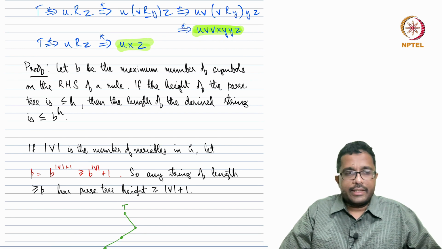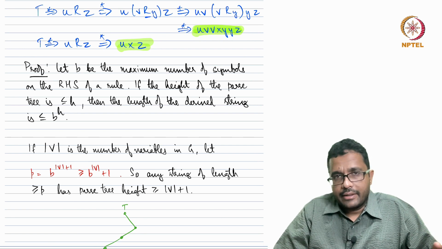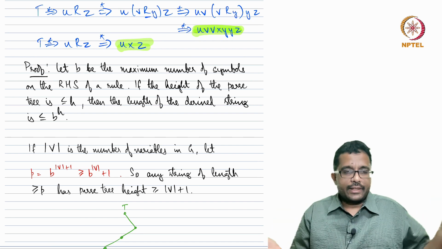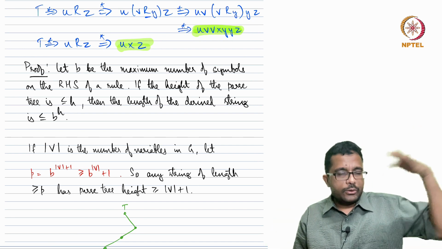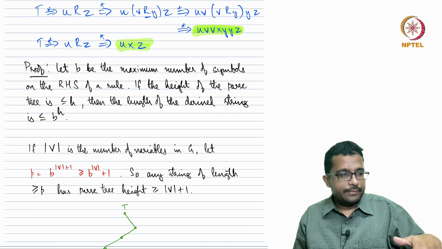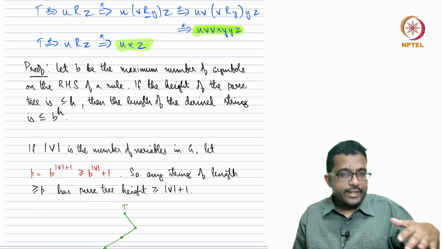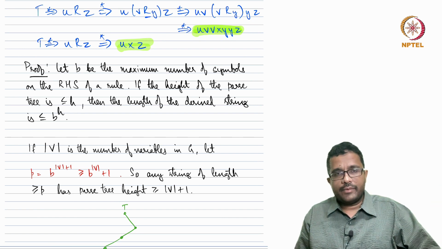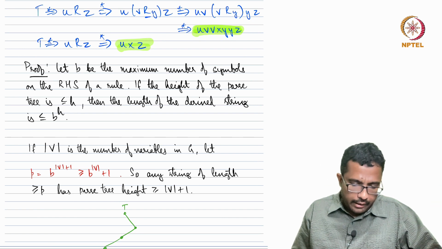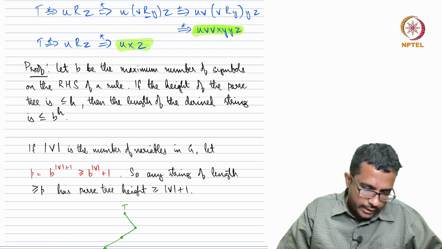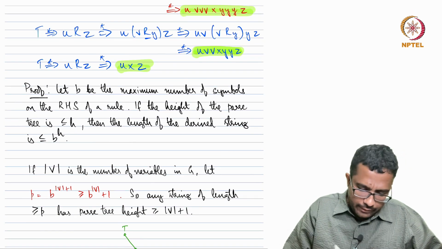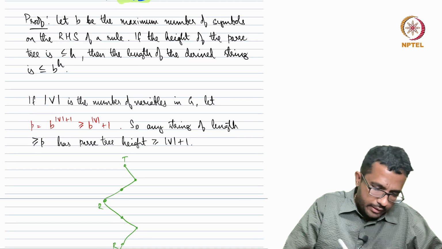It doesn't matter. We just want a finite number, which we can define as per the grammar, because a grammar has a fixed number of rules. You go through all the rules and see which rule has a maximum number of symbols on the right hand side, and you call that b. And now let us note one thing: if the height of the parse tree is h, this is what I want to say.